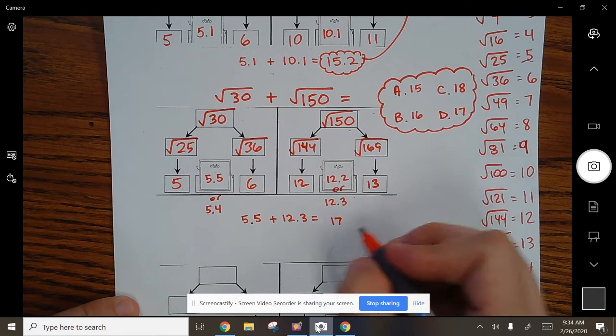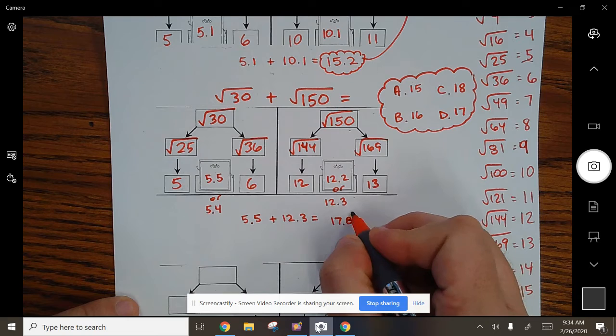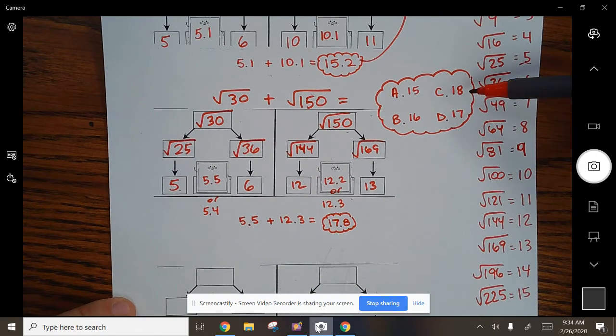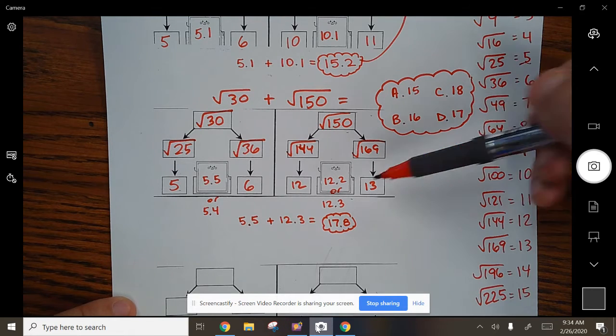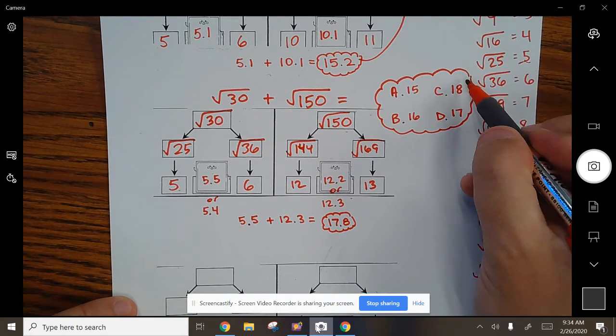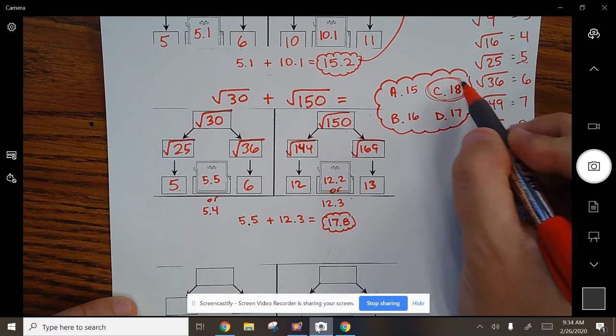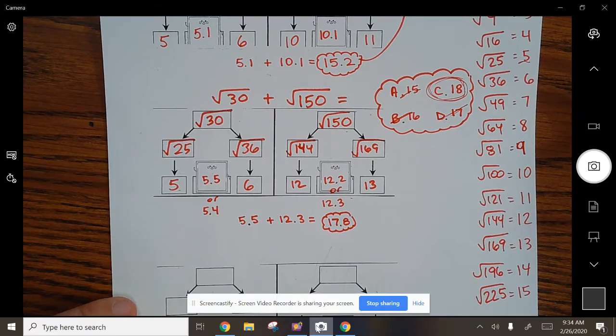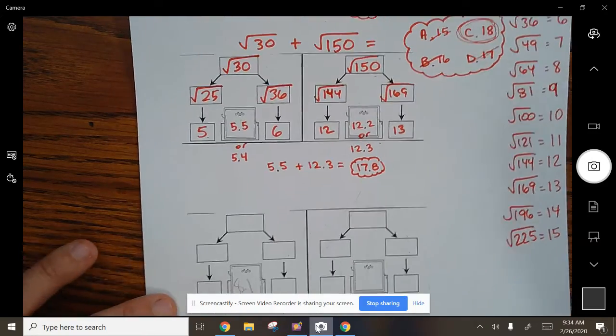5 and 3 is 8. 17.8. Am I going to pick 18 or 17? All right, it's closer to 18. All right, so we pick 18. Okay. All right, last problem on this.